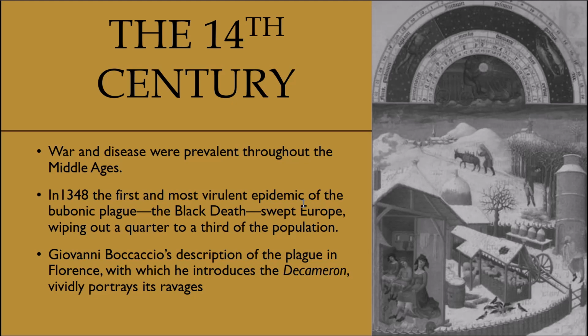In 1348, the first and the most virulent and violent epidemic of the bubonic plague hit Europe. And of course, it killed thousands of people, millions of people. It was nicknamed the Black Death because of its cruel nature, and it wiped out a quarter to a third of the population. Now, Giovanni Boccaccio, one of the most influential writers of the period, describes the plague in Florence in his seminal work Decameron.